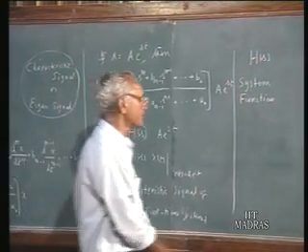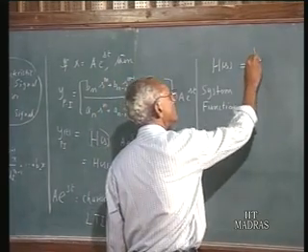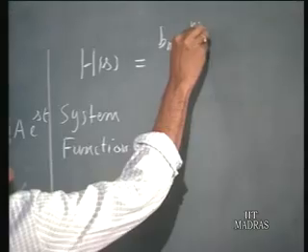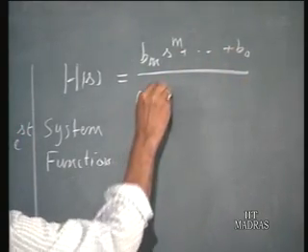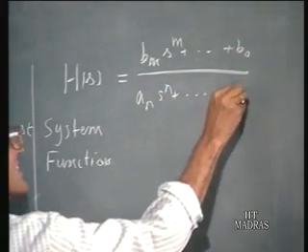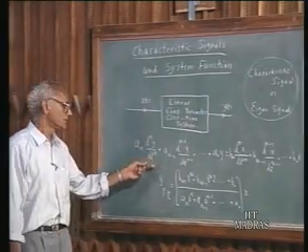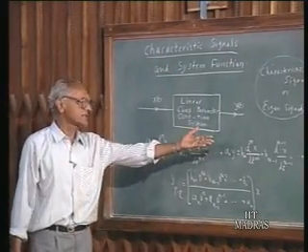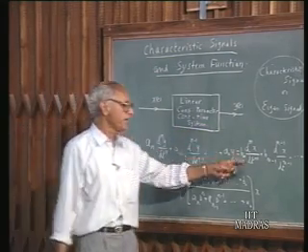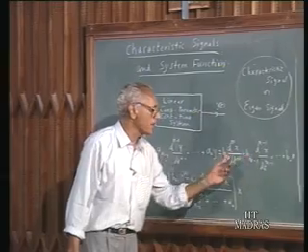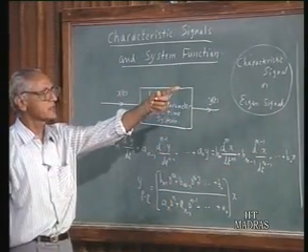This is called a system function, and this will be of the form bm s to the power of m plus down the line to b naught, divided by an s to the power of n down the line to a naught. So, if you know the differential equation, then the system function can easily be obtained. After all, you have got bm s to the power of m, bm minus 1, the same coefficients appear in the two polynomials constituting the rational function H(s).